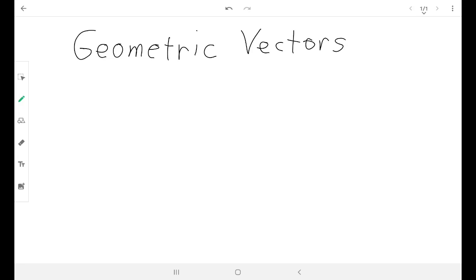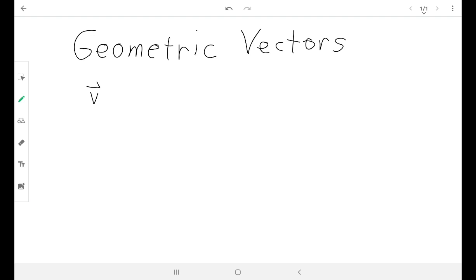Hello there. So we're going to talk about geometric vectors and how to do a bunch of stuff with them. The first thing I want to talk about is what a vector is and the notation for them. We usually use lowercase letters with them, like a v or an r, and a half arrow. So that's the notation for a vector.